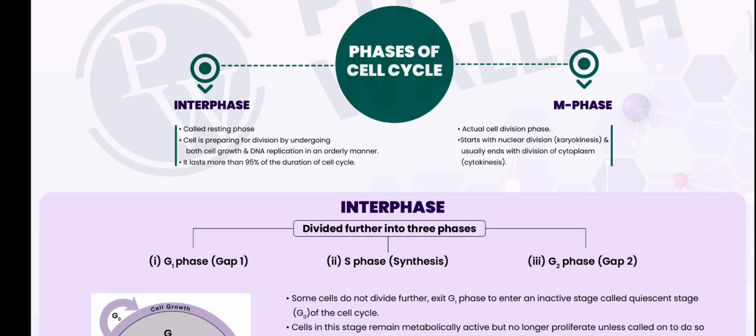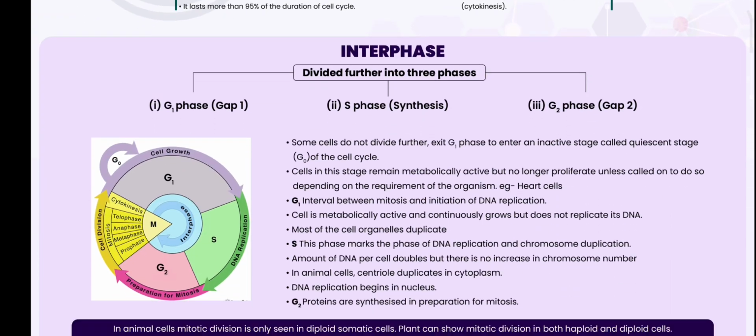Interphase, called the resting phase, is where the cell prepares for division by undergoing both cell growth and DNA replication in an orderly manner. It lasts for more than 95% of the duration of the cell cycle. M phase is the actual division process, starts with nuclear division, karyokinesis, and eventually ends with division of cytoplasm, cytokinesis.